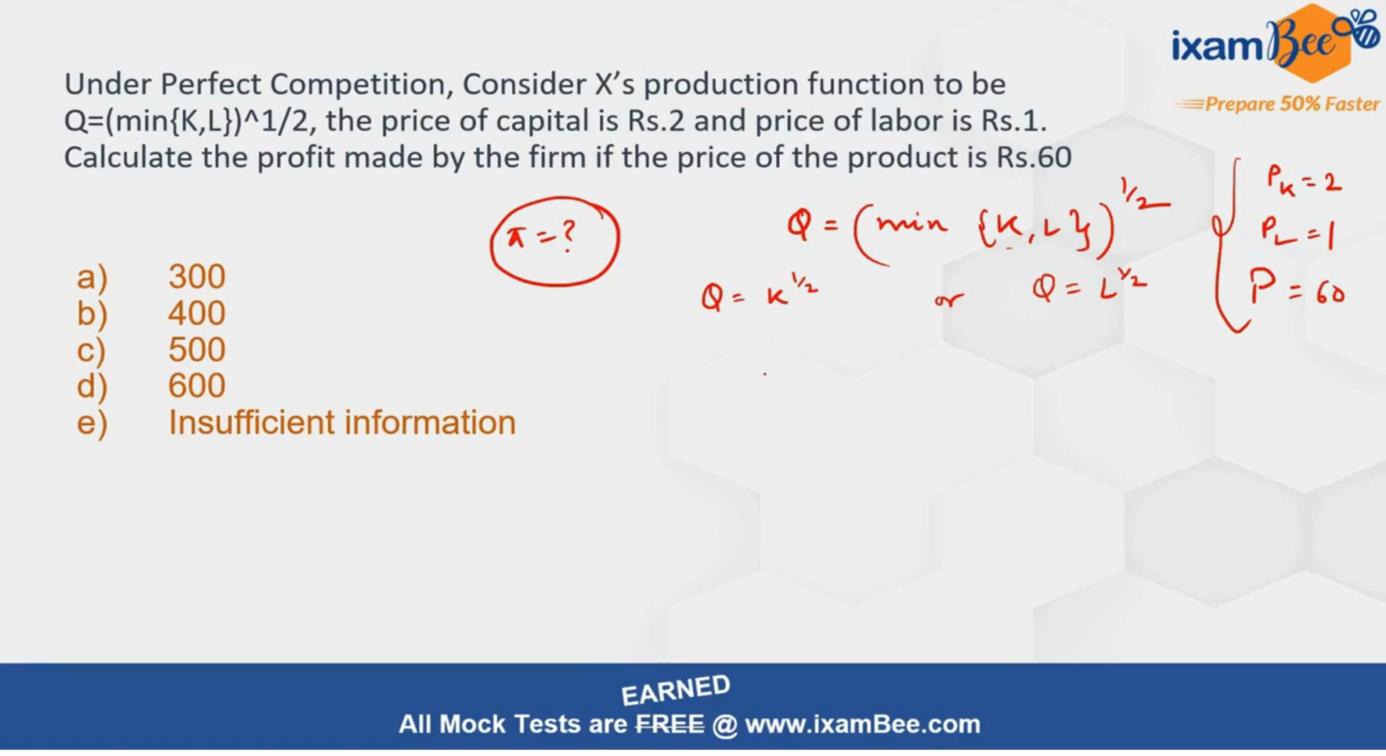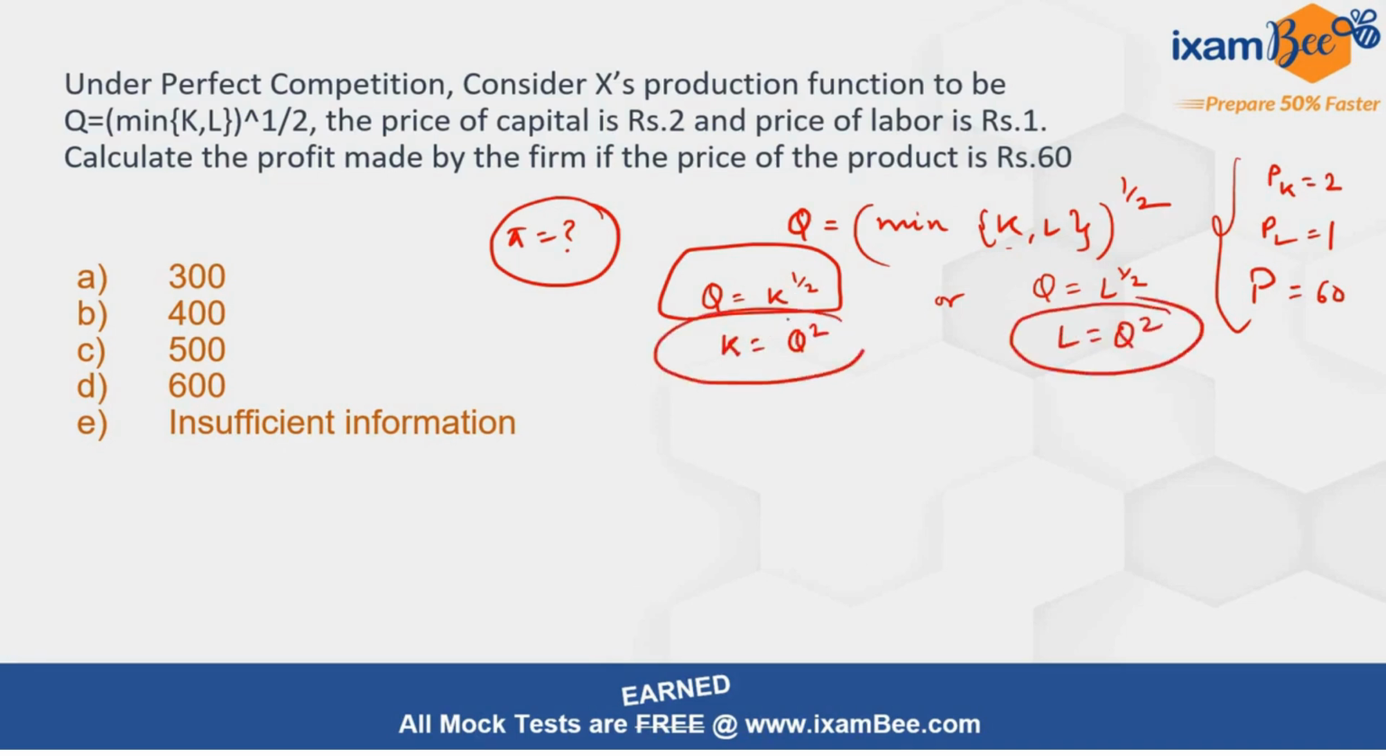Now, in order to find out the total cost, you first see here, Q equals K raised to the power half means what? That capital is equal to Q square and labor is also equal to Q square at the optimum point. Because at the optimum point, K and L, it's a minimum function, right? It's a fixed proportion production function. So, the optimum will happen at the kink of this function. So this means that you can write K equal to Q square, L equal to Q square.